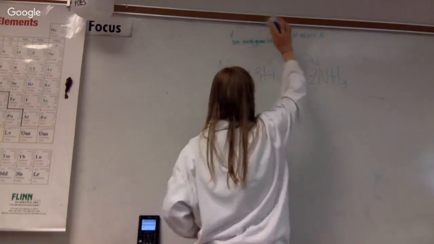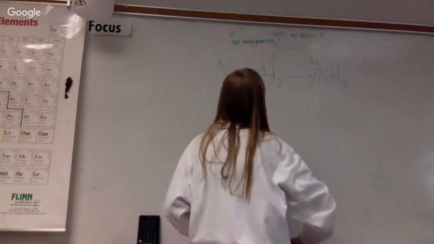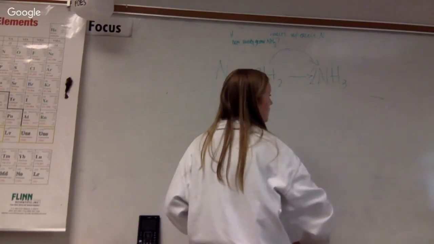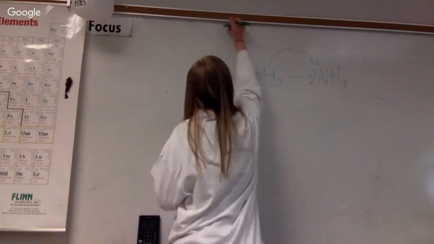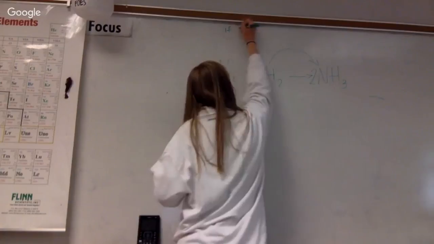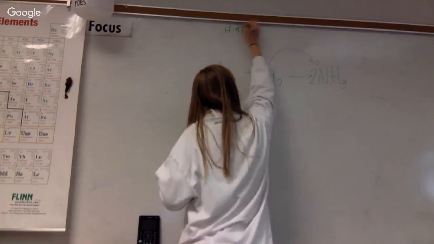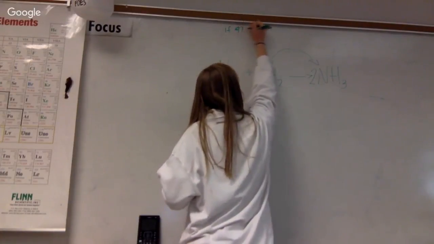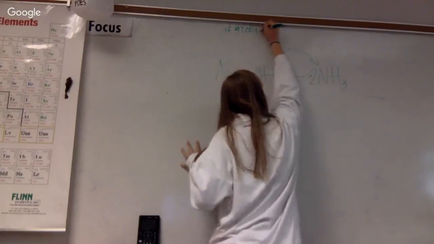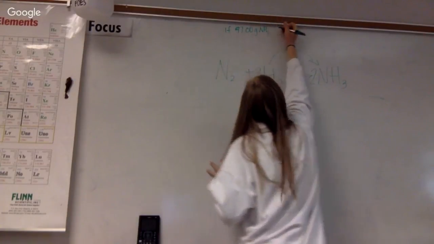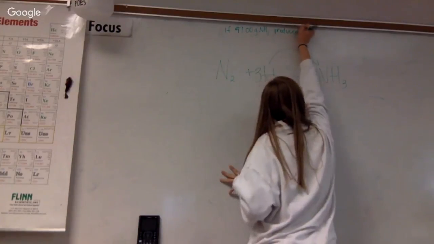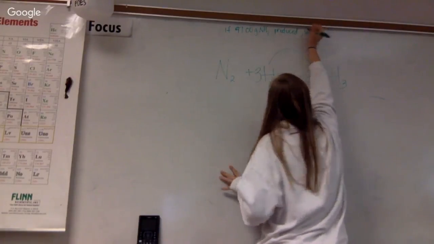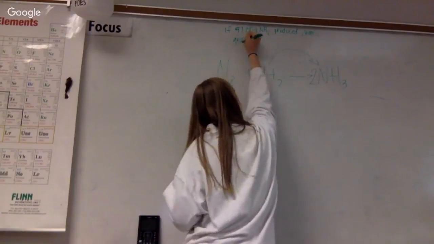Okay, I'm going to change everything. If 97.00 grams of NH3 are produced, how many grams of N2 must I have started with?